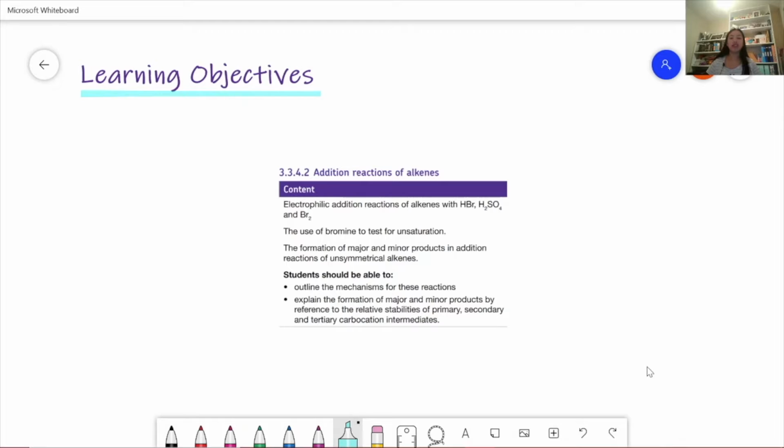And we're also going to use bromine to test for unsaturation. And we're also going to look at the formation of major and minor products in addition reactions of unsymmetrical alkenes. And by the end, we should be able to outline the mechanisms for these reactions and explain the formation of major and minor products by reference to the relative stabilities of primary, secondary and tertiary carbocation intermediates.